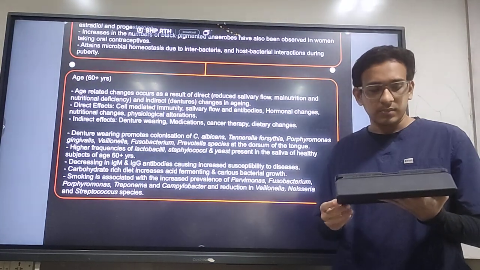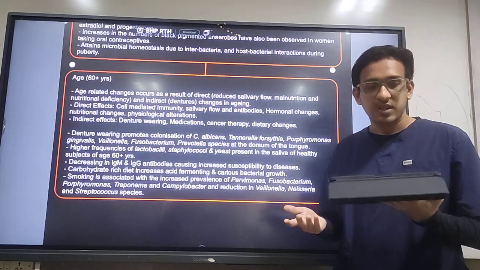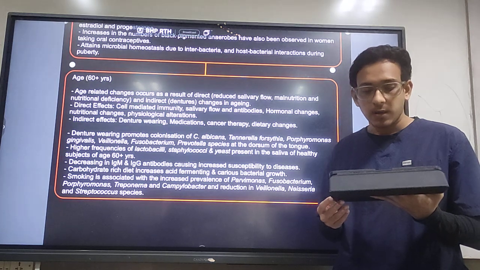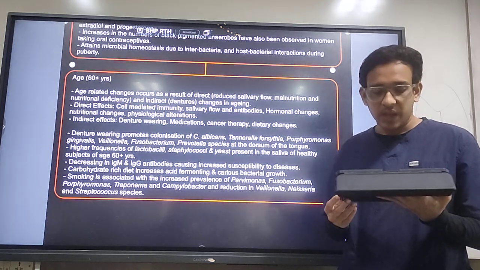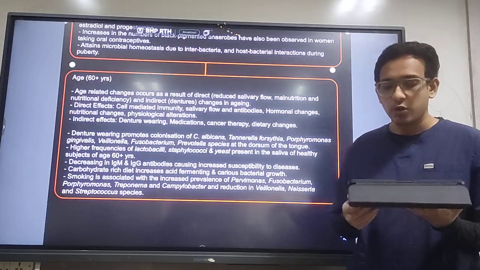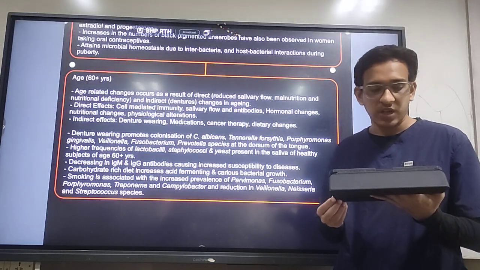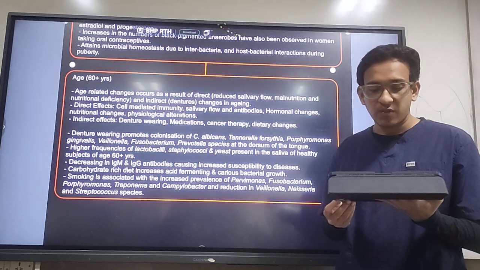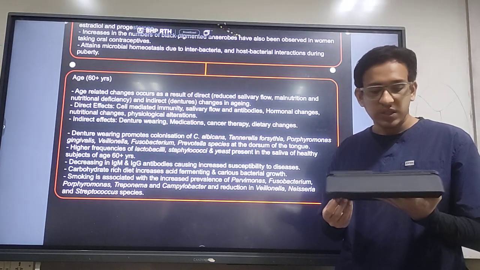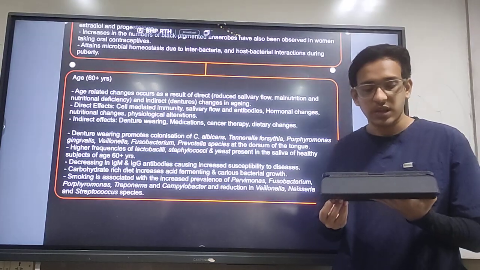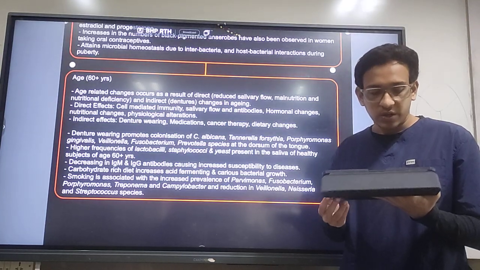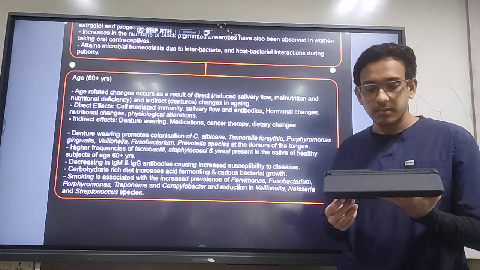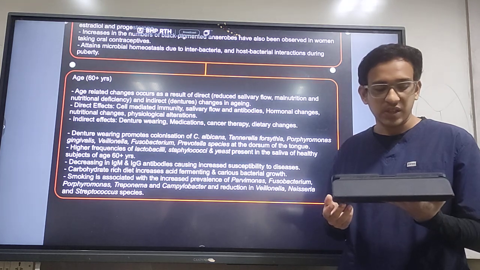At a very old age, like 60 and above, age-related changes occur as a result of direct changes in aging, like reduced salivary flow, malnutrition and nutritional deficiency. So direct effects are cell-mediated immunity, salivary flow, and antibodies, hormonal changes, nutritional deficiencies, psychological alterations, physiological alterations. Indirect effects are like wearing dentures, medications, cancer therapy, dietary changes, etc.